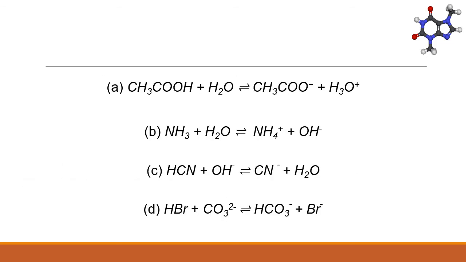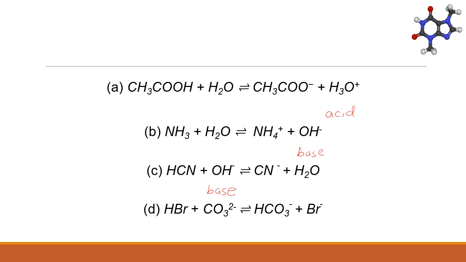Let's practice identifying acids, bases, and their conjugate pairs in these four reactions. First, let's look for compounds or ions that we already know as an acid or a base. Hydronium ions are acids, hydroxide ions are bases. So, in letter A, we can label this as an acid. In letter B, we can label this as a base. In letter C, we can label this as a base.